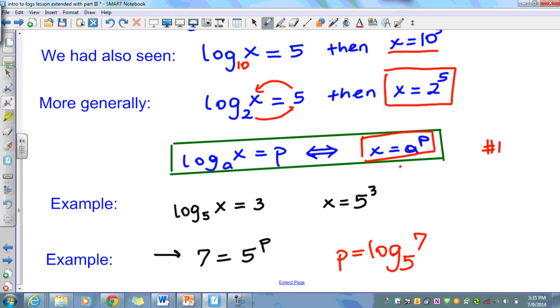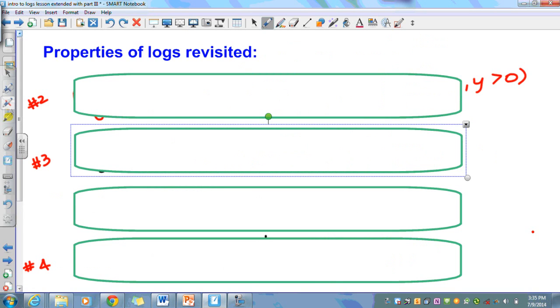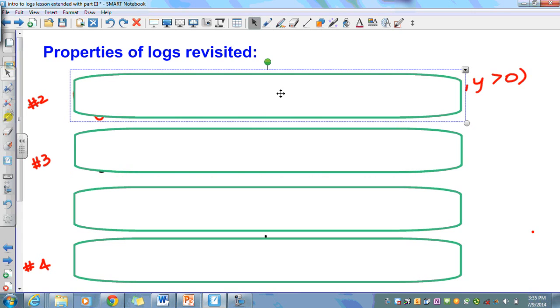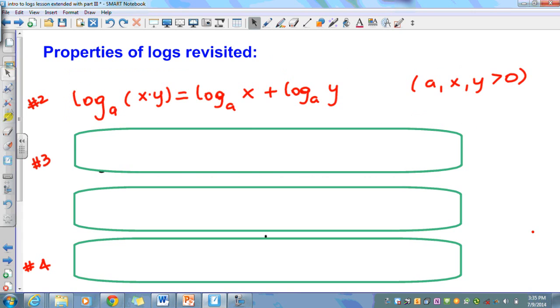Some more properties of logs are indicated on this page. Some of these we've already seen. All I have done here is rewrite them with a different base, in general base a. We had already seen that log base 10 of x times y equals log of x plus log of y. The same rule holds true when the base is any number a, any number greater than 0. So it doesn't have to be 10, it can be any base, and the same rule applies.